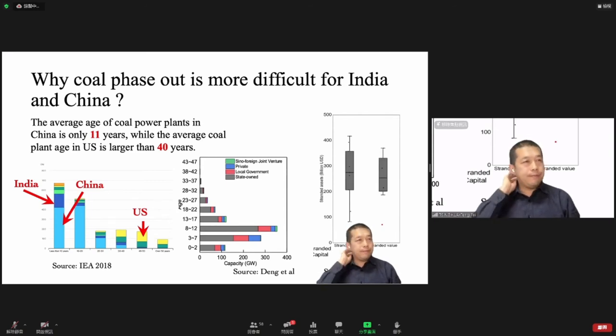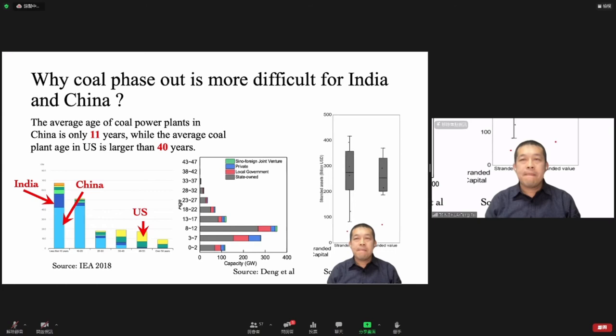The left figure shows the vintage mix of the electricity generation capacity in the United States, China, and India. And generally, the United States coal plant capacity is very old. The average plant age in the United States is larger than 40 years. And for China, the average age is just 11 years. And for India, even younger, less than 10 years. So the average lifetime of the United States is about 47 years. It's very old. And for China, about 22 years. And for India, less than 20 years.